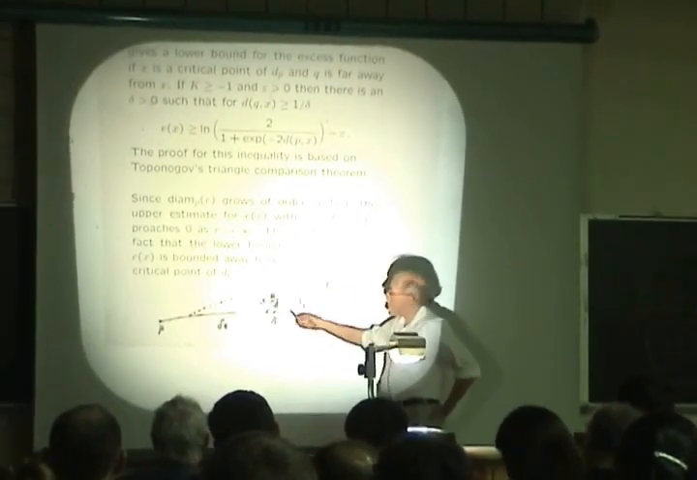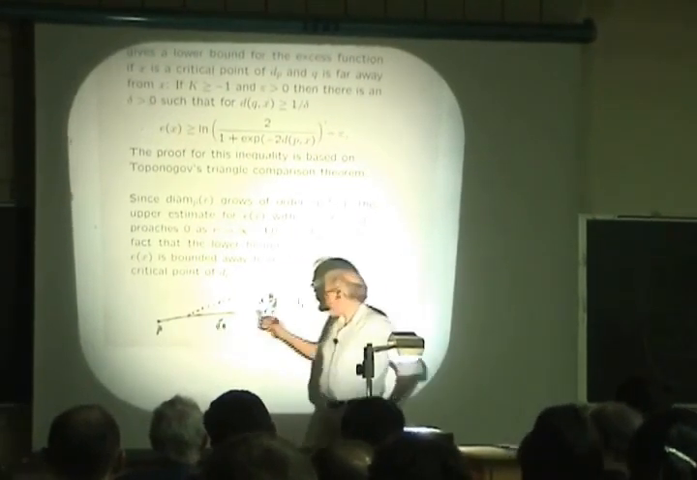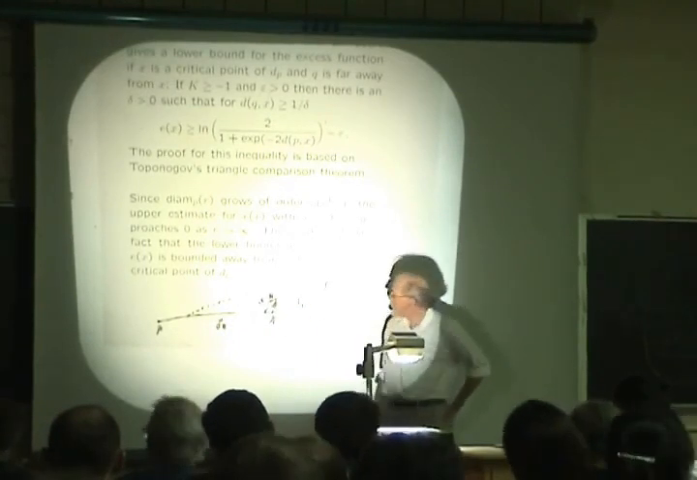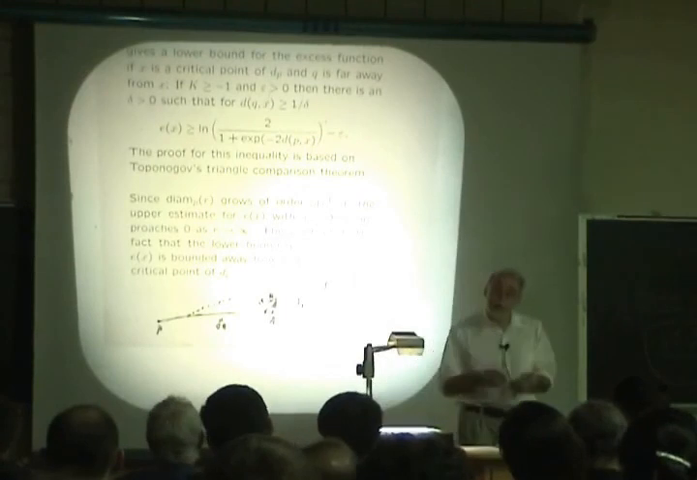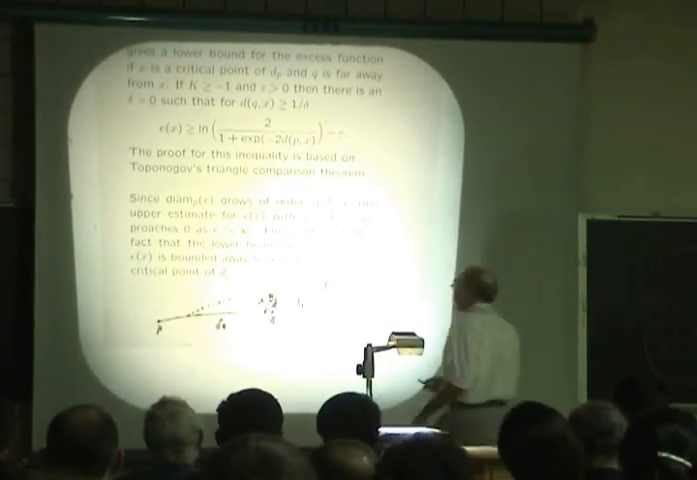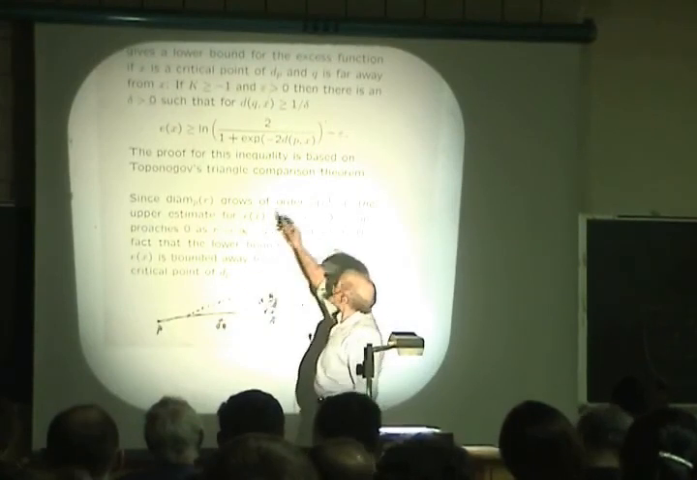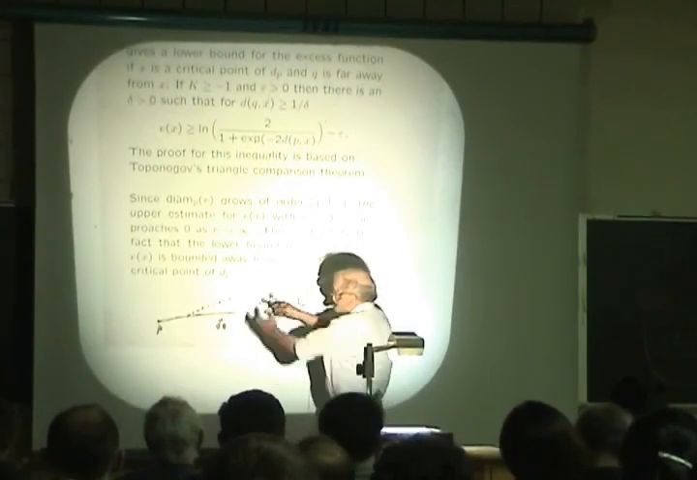Like this is a critical point now. There is a minimizing geodesic from P to x such that this angle here is less than or equal to pi over 2. You can apply the topological comparison theorem to get an excess estimate for, say, this triangle here. That leads to this: the excess increases.